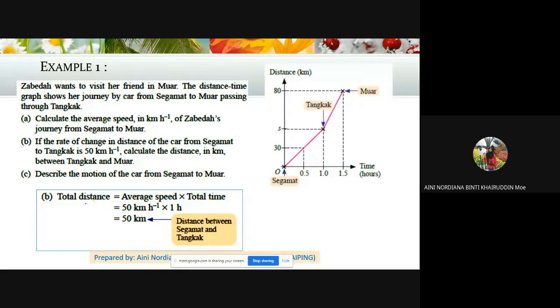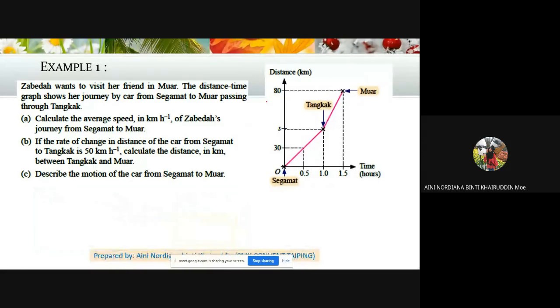So nak cari distance, speed times. So speed dia given 50, masa dia 1 jam. Okay, from Segamat to Tangkak 1 hour. So distance dia adalah 50 km. Tapi ni adalah distance from Segamat to Tangkak. But the question asks the distance between Tangkak and Muar.